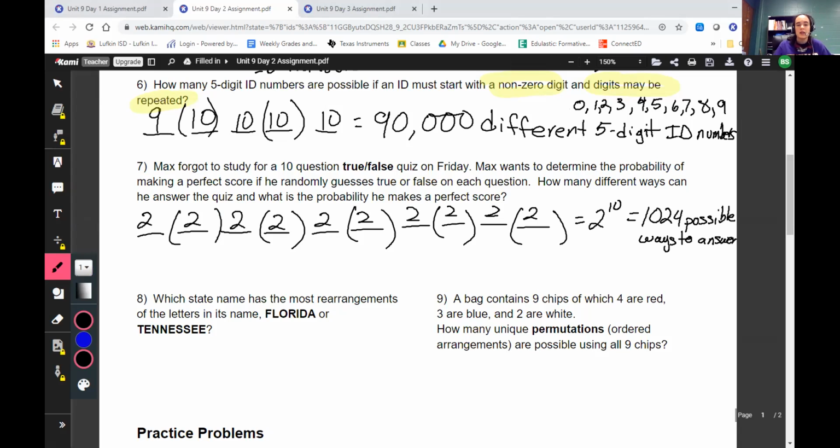Now, how many ways can you make a 100? There's only one way to make a 100. So the probability of making a 100 is 1 in 1,024. And if you approximate that to a decimal, we get 0.000977.